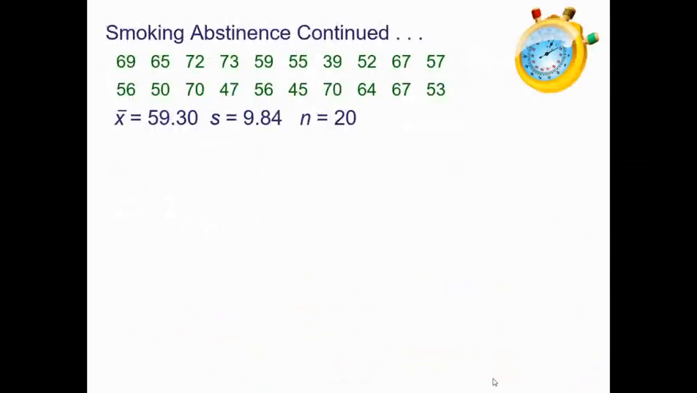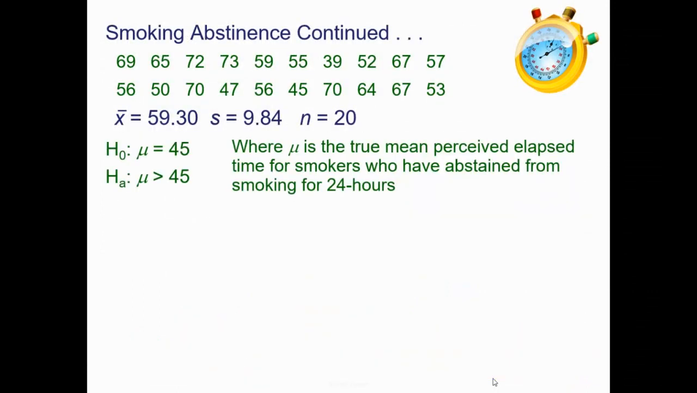Okay, so we did that. So there's our more elegant definition for mu. Mu is the true mean perceived elapsed time for smokers who abstain from smoking for 24 hours. That's a mouthful. Okay, so before we run the test, we need to check our assumptions.